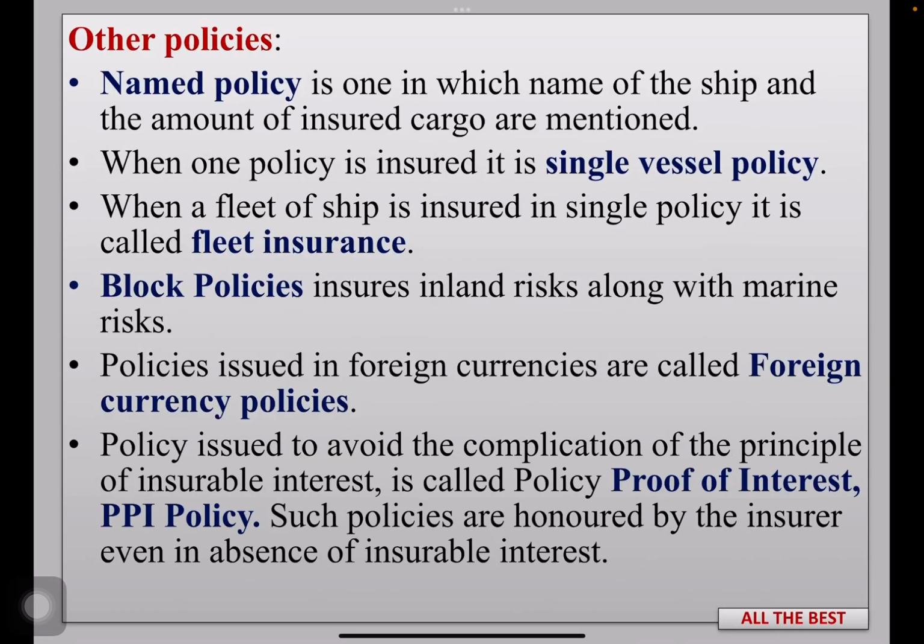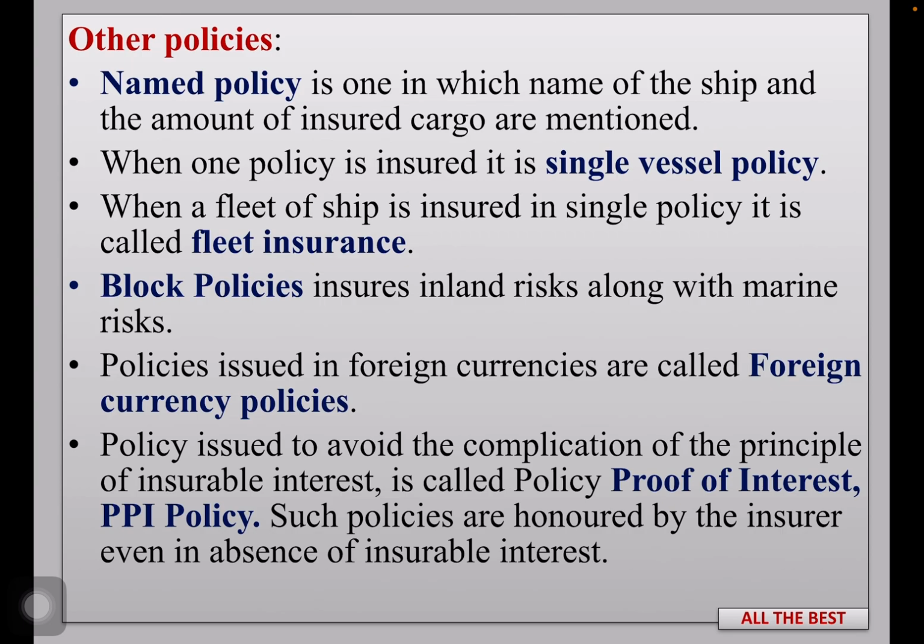Other policies. Named policy is the one in which the name of the ship and the amount of insured cargo are mentioned. When a single ship is insured, it is a single vessel policy. When a fleet of ships is insured in a single policy, it is called fleet insurance. And then block policy insures inland risks along with the marine risk.